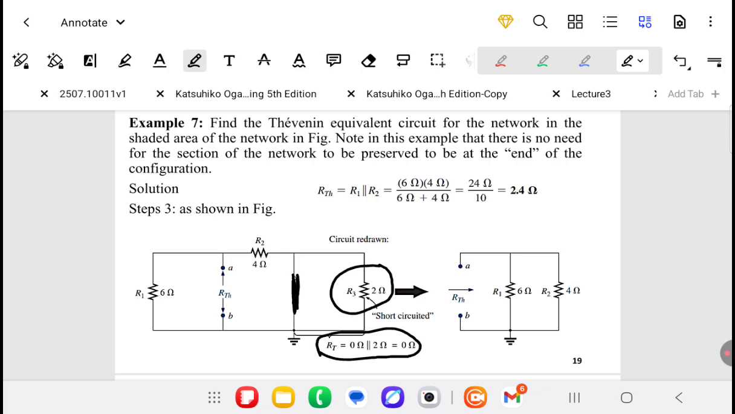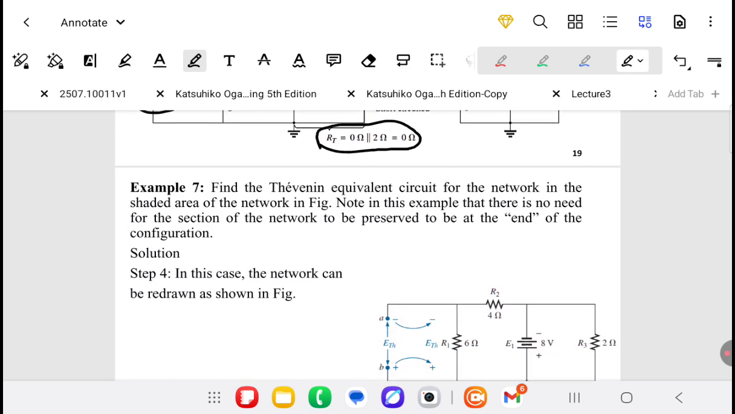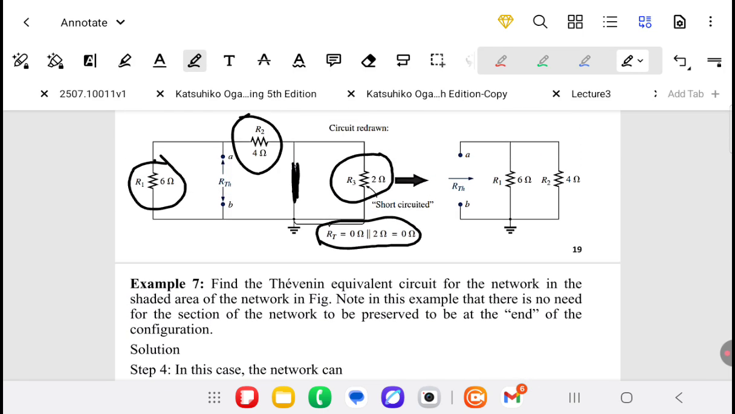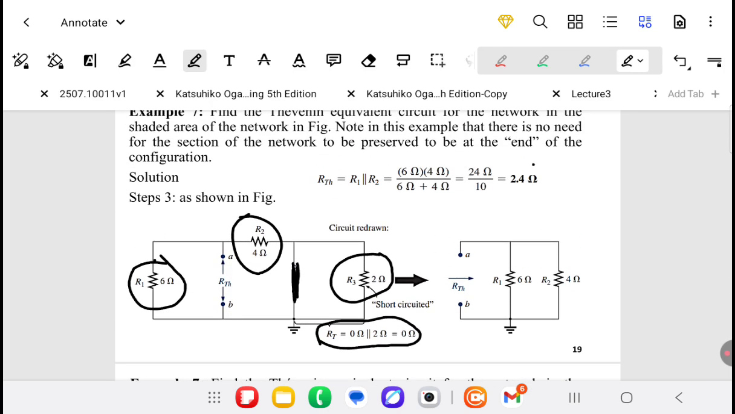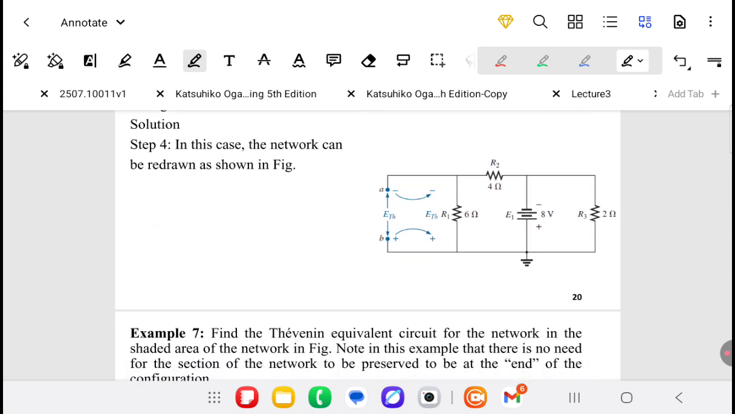Now we have the remaining two resistors R1 and R2, which are connected in parallel. Then we have R Thevenin equals R2 parallel with R1. We get R Thevenin equals 2.4 ohm, which is 6 times 4 divided by 6 plus 4. Now we need to get Thevenin voltage or E Thevenin.